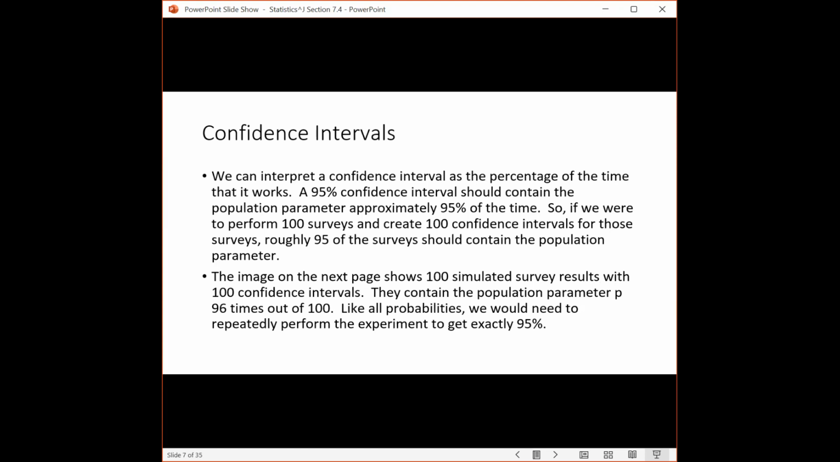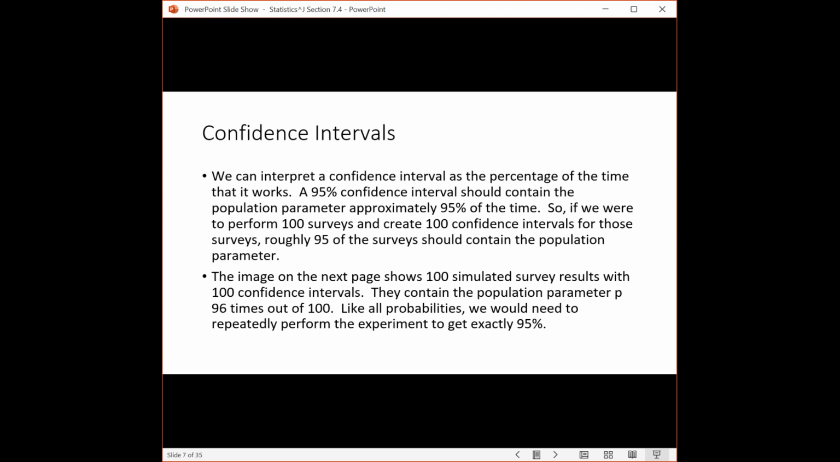All right, so we can interpret a confidence interval as the percentage of the time that it contains the population parameter. A 95% confidence interval should contain the population parameter approximately 95% of the time. So if we were to perform 100 surveys and create 100 different confidence intervals for those surveys, then roughly 95 of the surveys should contain the population parameter if your confidence intervals are 95% confidence intervals. Okay, hopefully that makes sense.